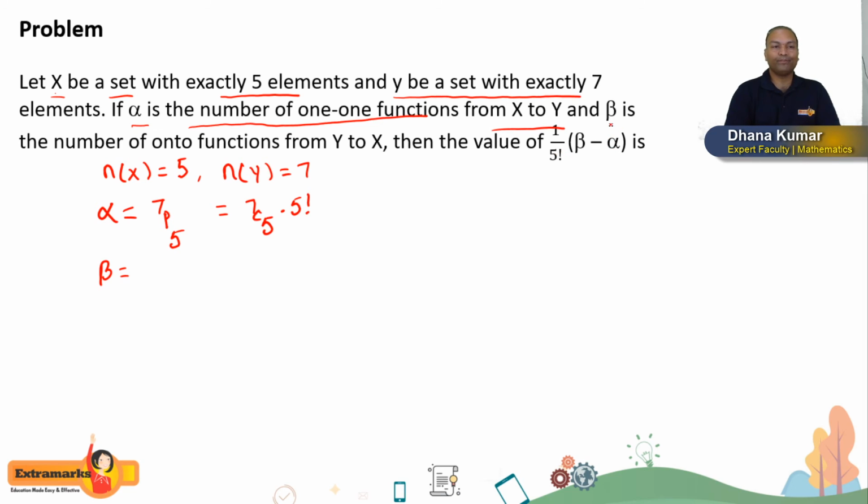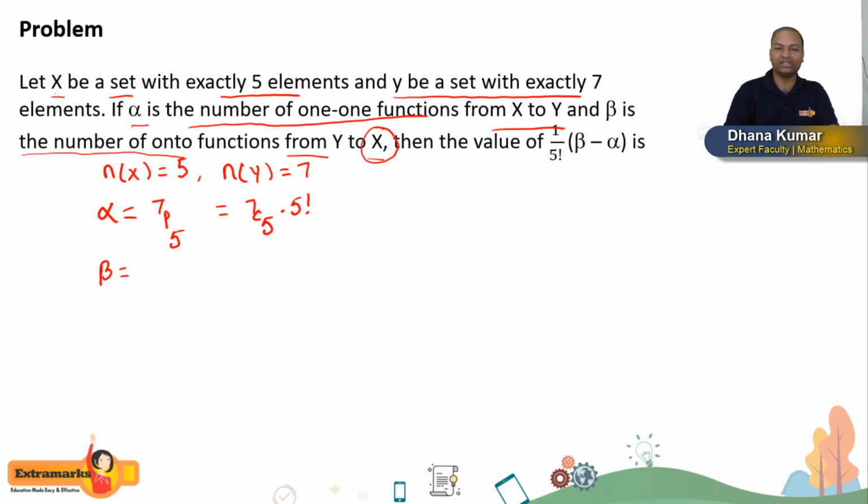Let us coming to beta. Here little bit difficult. Beta is what? The number of onto functions from y to x. Okay. Means first set is y, second set is x. Number of onto functions. Already we discussed one question, but in that question, second set contains only 2 elements. That's why directly we solve that formula 2 power n minus 2. But here not 2 elements, more than 2 elements are there. X contains 5 elements. So that formula not applicable.